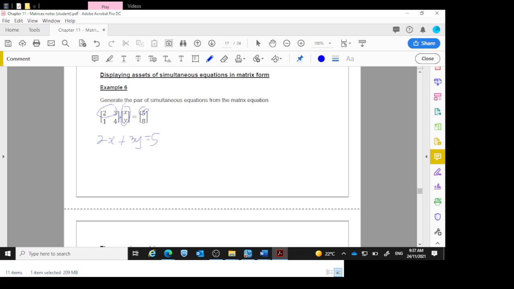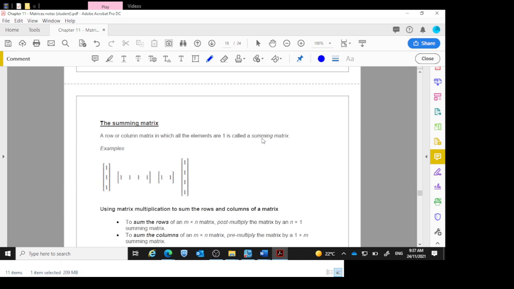So there's one already of our simultaneous equations. And then the second one, which is 1 times the x, so x, plus the 4 times the y, and that equals our 8. We can, of course, go the other way, put it into matrix equations.